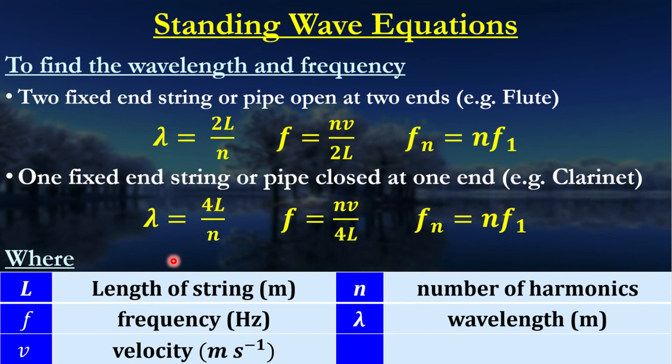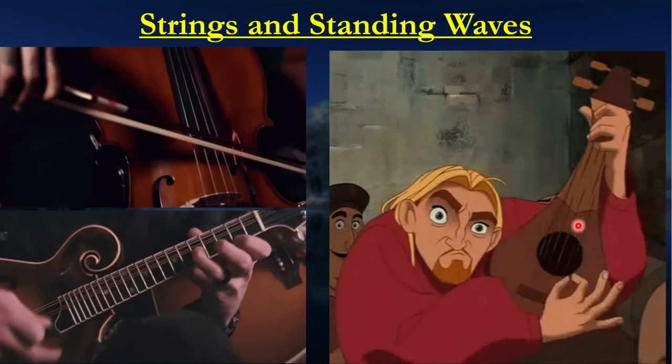We came up with some general formulas to describe different types of musical instruments. If we have the flute, which is two open ends, then we use the following formulas here to work out the frequency and wavelength and velocity of the sound that's being made. If we're dealing with one fixed end or one open end pipe, like the clarinet, we're going to use the following equations to help us do the calculations here. Okay? That's just to recap everything.